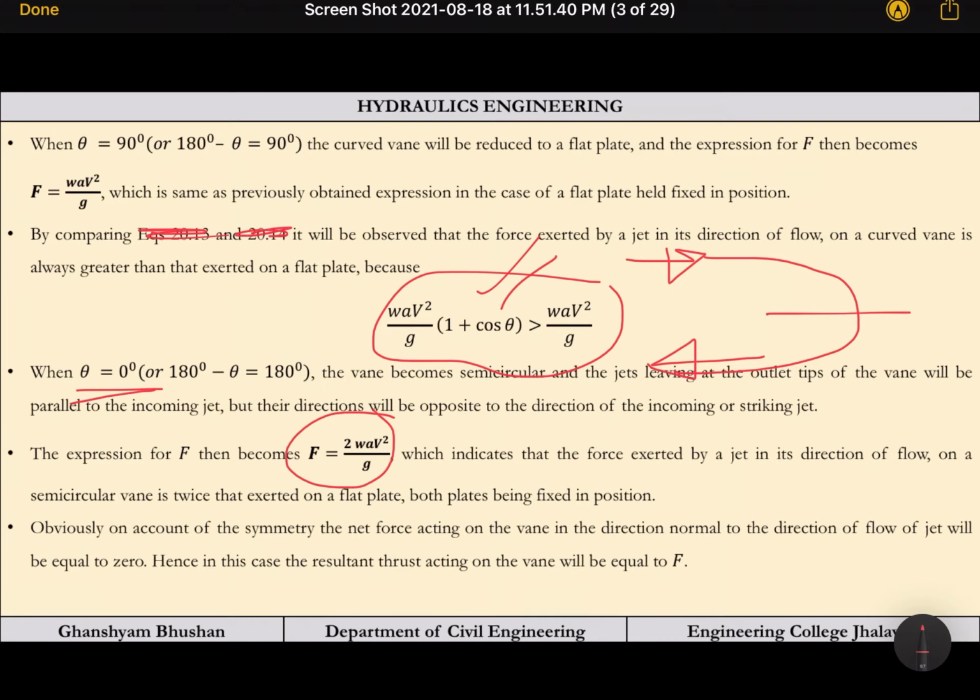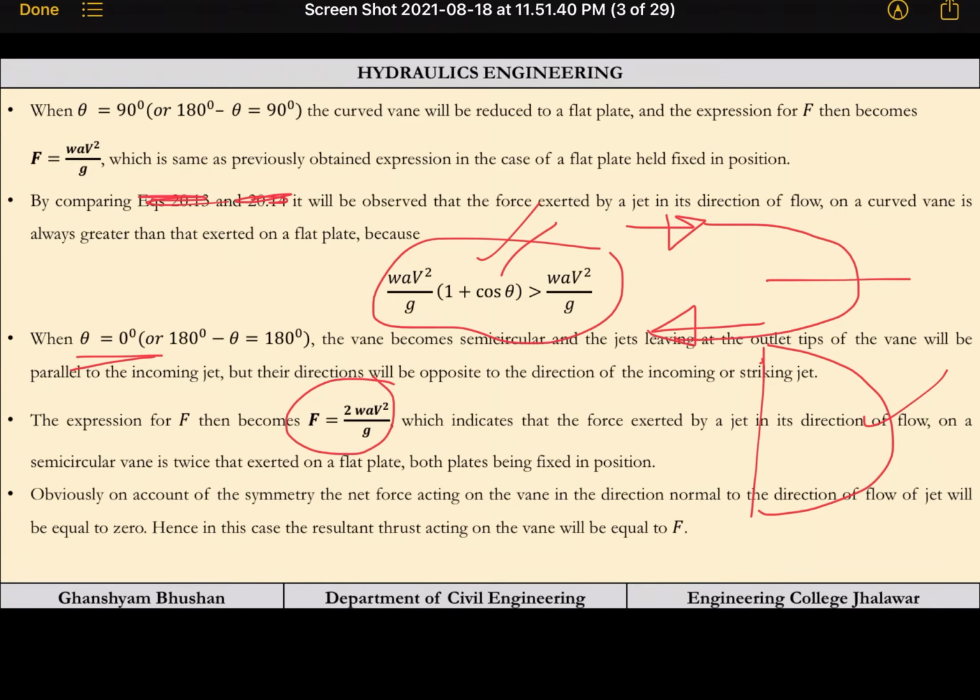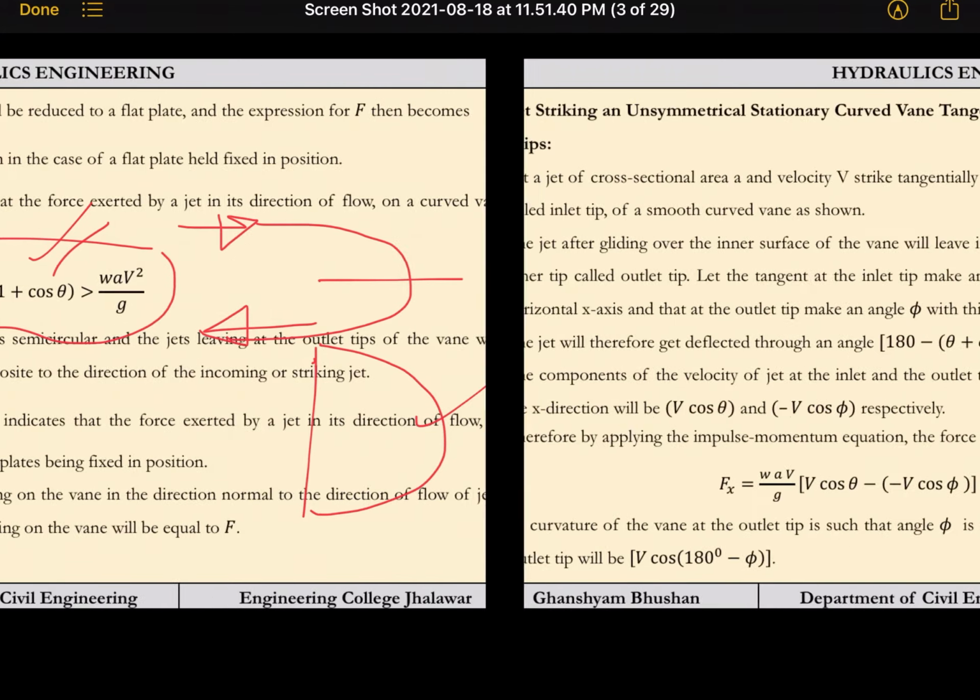So the expression of F becomes 2 times, which indicates that the force exerted by a jet in its direction of flow on a semicircular vane is twice that exerted on a flat plate, both plates being fixed in position. So this will be the case of what? Semicircular vane. Okay. Obviously, on account of symmetry, the net force acting on the vane in the direction normal to the direction of the flow of the jet will be 0. So we can compute the forces in the perpendicular direction of the plate.